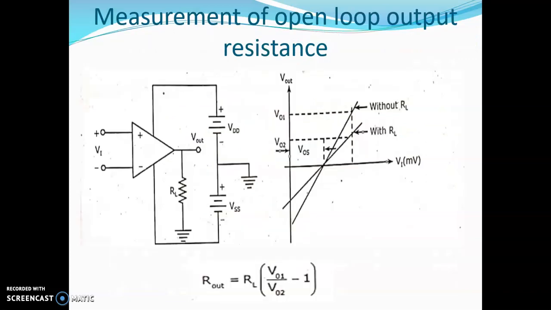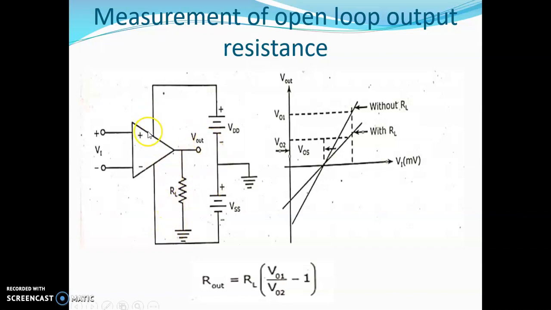The next one is measurement of open loop output resistance. How are you going to measure the output resistance? Rout is equal to RL times (VO1 by VO2 minus 1). This can be done by connecting a load resistance RL to the output terminal of the op amp, and then we can calculate the output resistance.